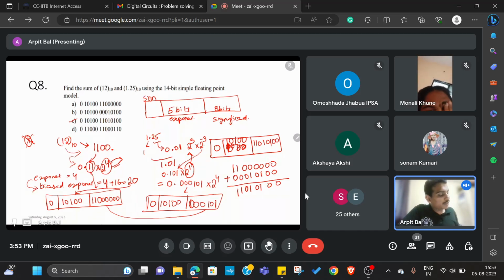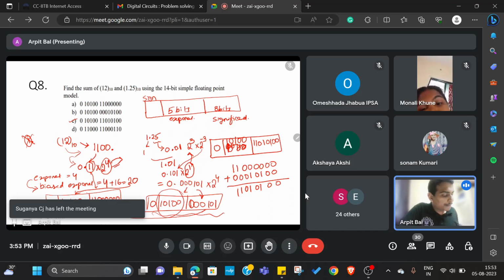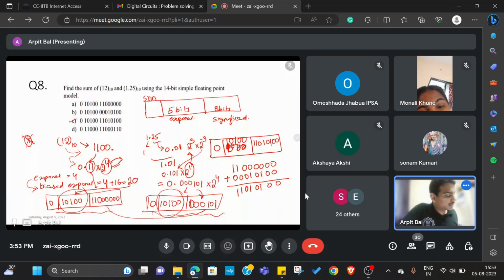Because of multiplication with 2 power minus 3, the decimal point moves to the left by 3 places. After it moves to the left by 3 places, this is what the significand is. So I have the two representations, and the exponents are equal. What I need to do is simply add the significands. So this is what I did here.